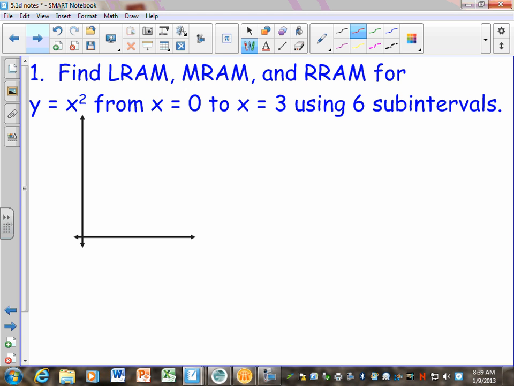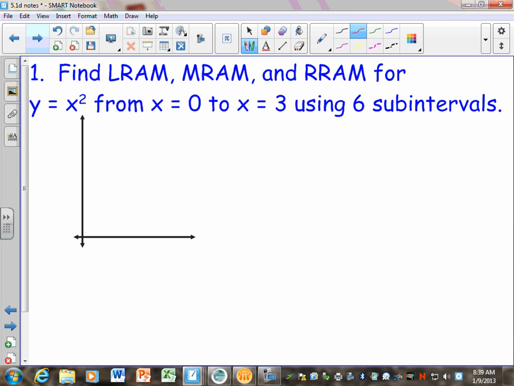They're going to tell you how many rectangles or how many intervals to make, because if you make a different amount of intervals, your answers are going to be different. So again, the directions are we're going to find the approximate distance traveled, or the approximate area under that curve, but we're going to use all three: the left-hand endpoints, the midpoint, and the right-hand endpoints.